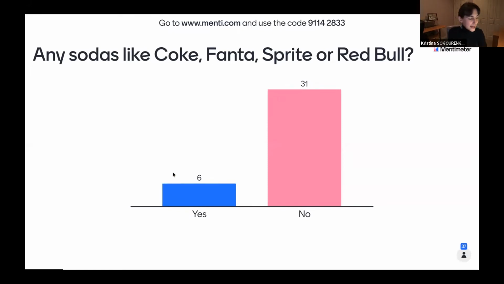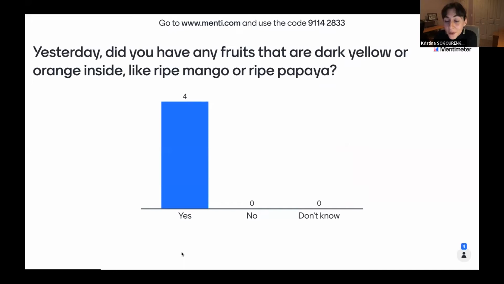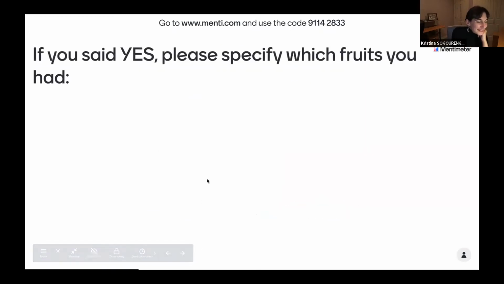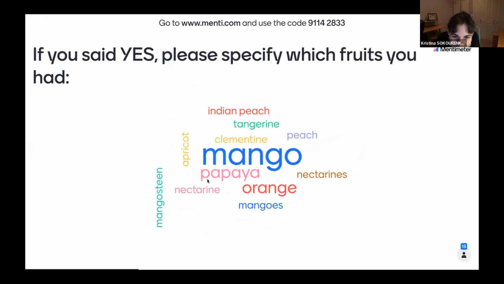Let's move on to a different kind of question. Yesterday, did you have any fruits that are dark yellow or orange inside, like ripe mango or ripe papaya? I see some of you typing in the chat. That's fine too. Yeah. So it looks like many of you identify with this question. Let's see what you meant by that. If you said yes to this question, let us know what fruits you had yesterday. I see nectarine, mango, papaya, tangerine, apricot, orange, Indian peach. Oh, interesting. Clementine, more peach, mangosteen.